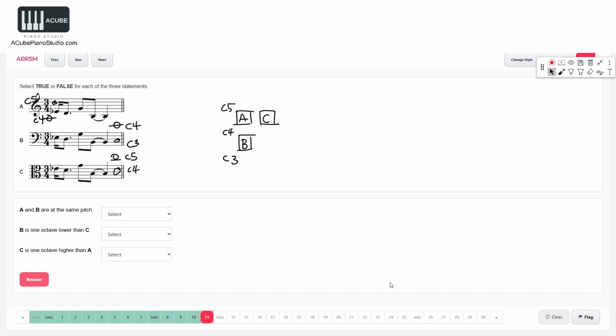Okay, so now first, A and B are at the same pitch. Definitely not. A and C are at the same pitch. B is 1 octave lower, so this is false. B is 1 octave lower than C. Yes, it is correct. C is 1 octave higher than A. No, A and C are of the same pitch. So it's false, true, false.